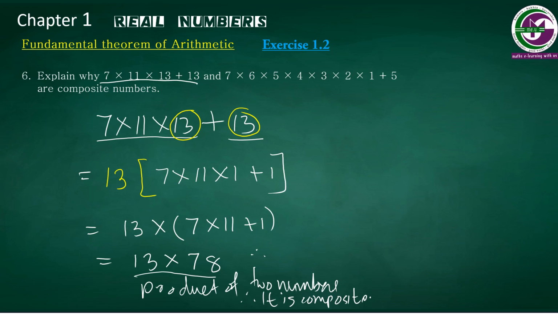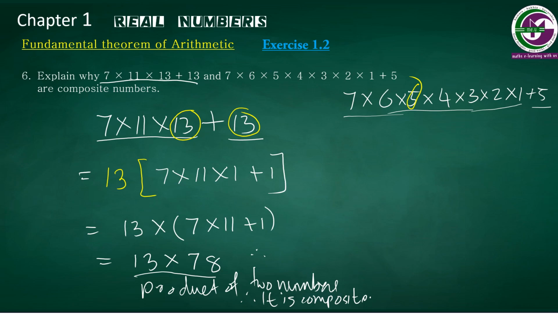The same way we can do the next question also. So it is 7 times 6 times 5 times 4 times 3 times 2 times 1 plus 5. Since there is a plus 5 here, it has two terms. Now you can see 5 is a common factor. There is a 5 here, there is a 5 here. So we can write, taking 5 as common, 7 times 6 times 4 times 3 times 2 times 1 plus 1.